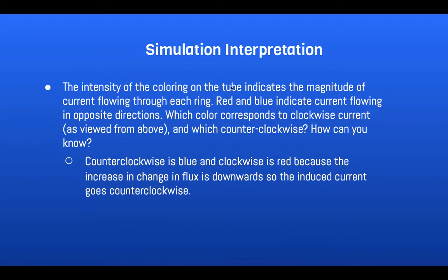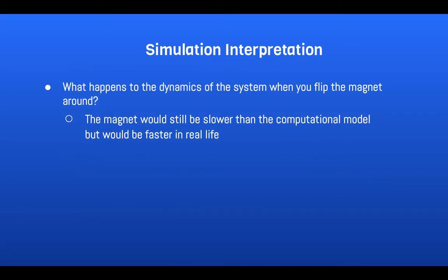So, as we saw with the falling magnet, counterclockwise is blue and clockwise is red because, due to our right-hand rules, the increase in change in flux is downwards, so the induced current must go counterclockwise. So, if we change the dynamics of the system and flip the magnet around, the magnet would still be slower than the computational model, but would be faster in real life.